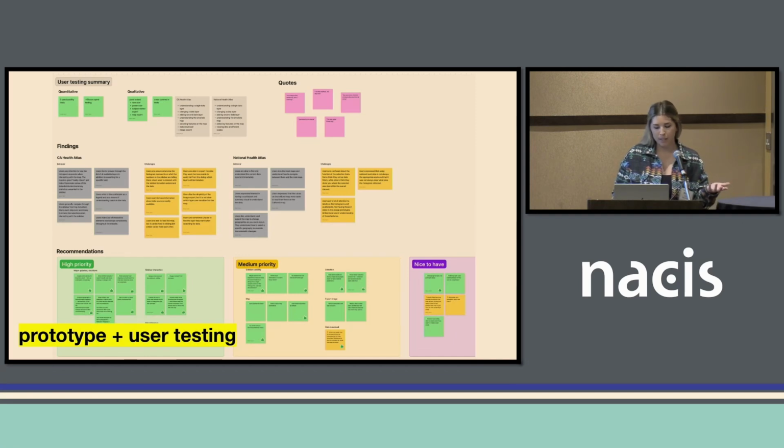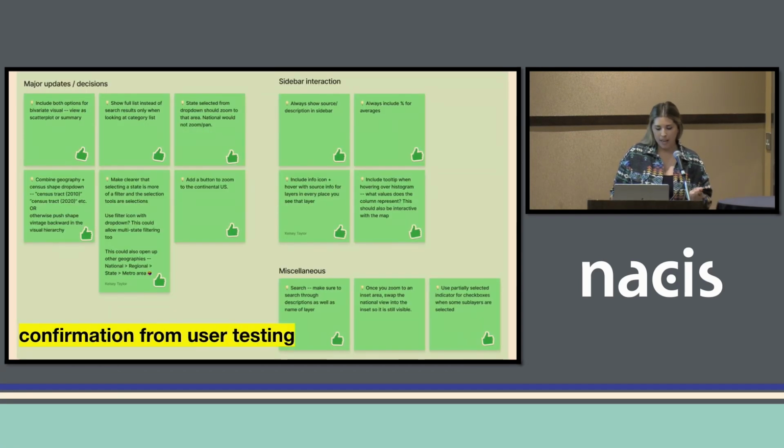Following user testing, we coded the results to identify some common themes. You don't want to change the whole thing based on one person's feedback, but some things come up over and over again, so it's good to make sure those are highlighted as the high priority things to work on, which is what you see here. And you'll see a lot of that propagated into the final design that we'll talk about in a second.